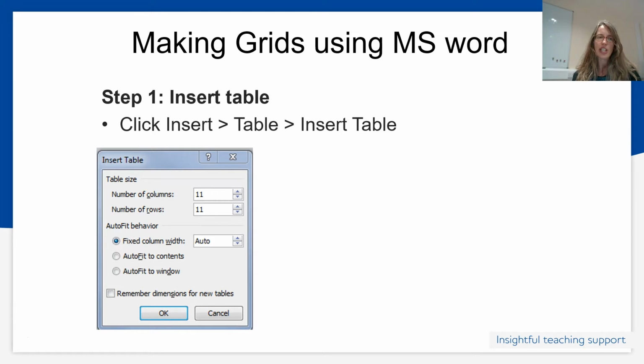So we're looking to the Insert menu, and you can see I've shown you what then comes up, and we're putting in a table. I've selected for this particular table 11 columns and 11 rows because I want to make some graph paper that is going to be 10 by 10 grid squares. Hopefully that will become clear why I've done that as we go through this.